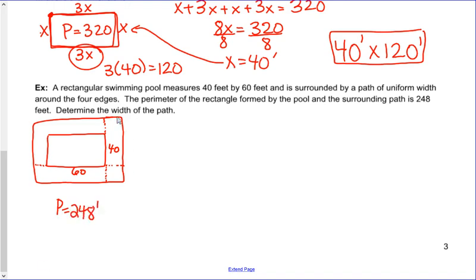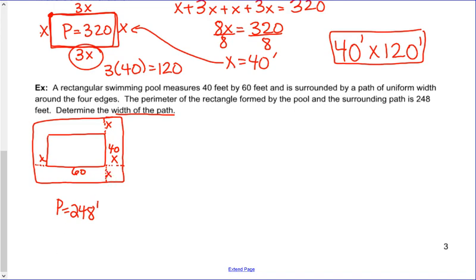We need to determine the width of the path. Now, if that's what we're looking for, we might as well just let that be x. So I'm going to let this width right here be x. Now, I did that 4 times. This is also x. And this is x, and this is x.